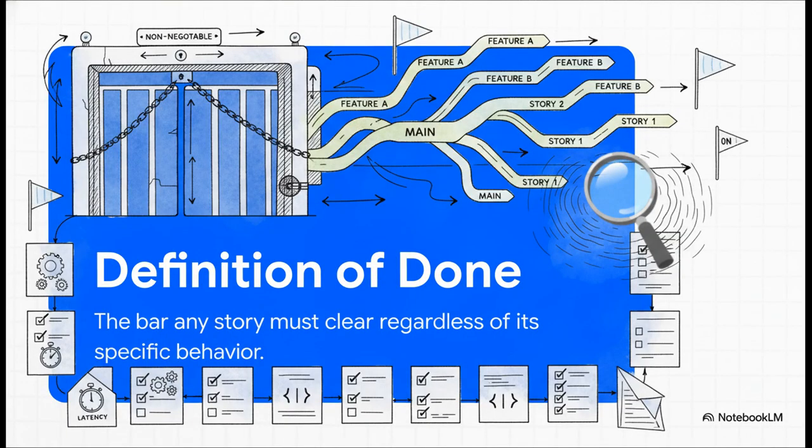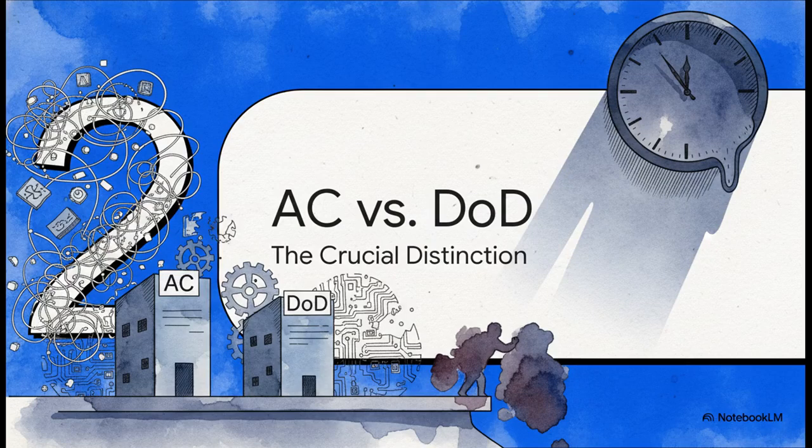And our third lens is the definition of done. Think of this as your team's ultimate checklist. We're talking about things like latency budgets, structured logging on every single model call, or feature flags. These are the non-negotiable standards that gate the merge to the main branch, regardless of what the specific story is actually about.